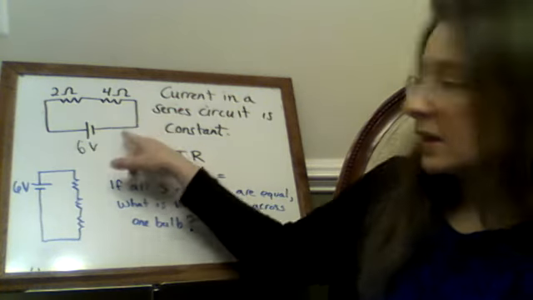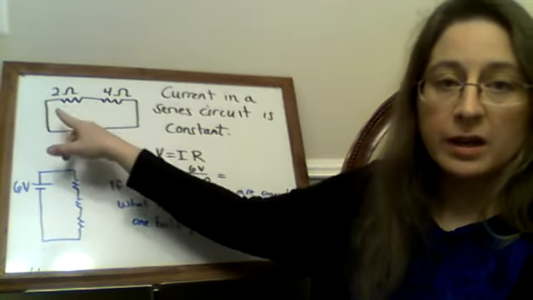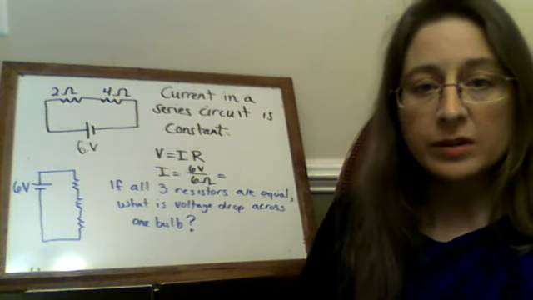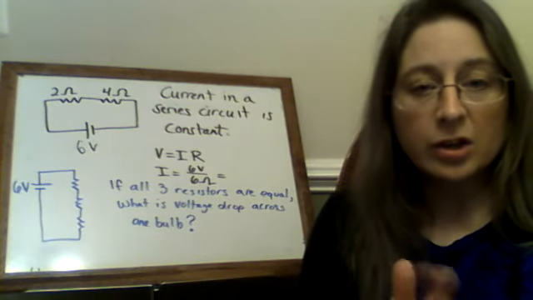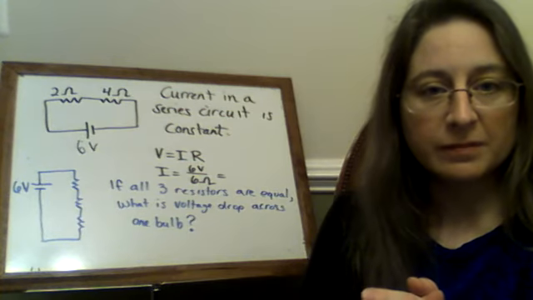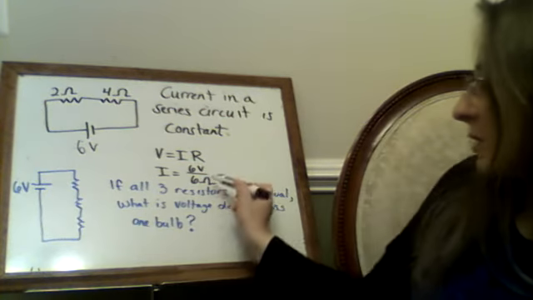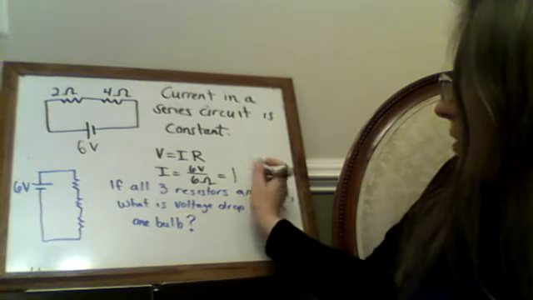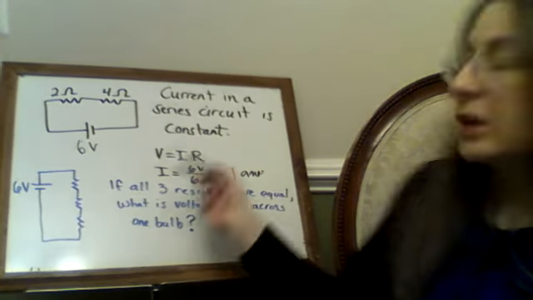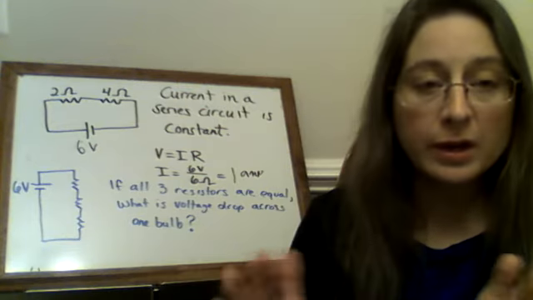So in this case, with the black circuit here, I have a 6-volt battery and a 2 ohm resistor and a 4 ohm resistor. So can you calculate and find the current in that circuit? So hit pause, find the current. Okay, so the current in this circuit is 6 volts divided by 6 ohms, which is 1 amp, right? Okay, so we know that everywhere in the circuit has 1 amp.